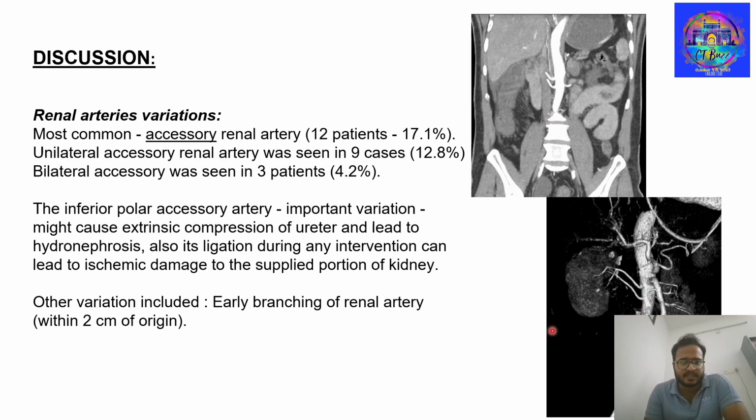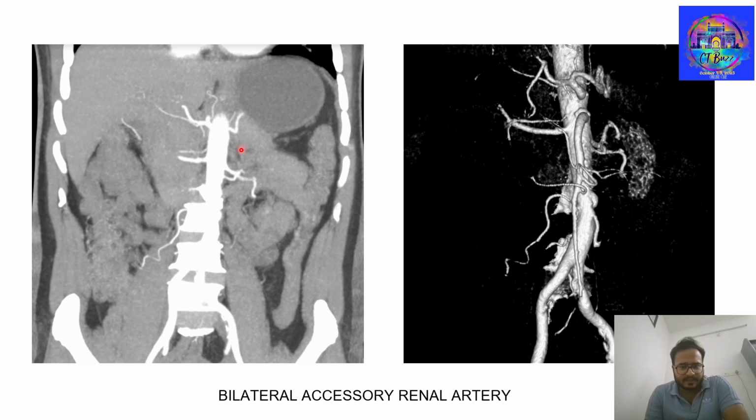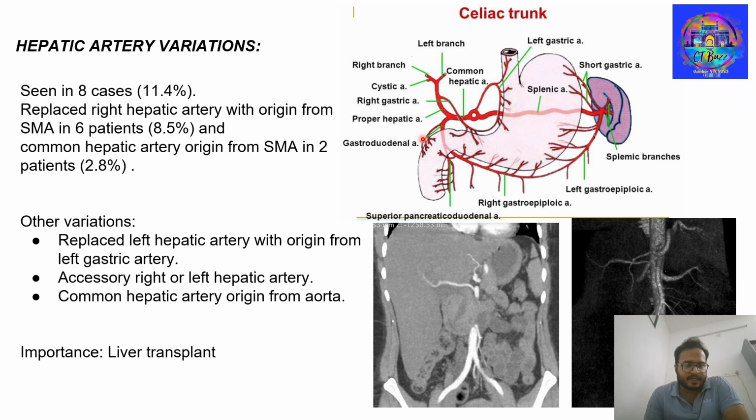An inferior polar accessory artery may also be seen, which is an important variation. It might cause extrinsic compression of the ureter, which may lead to hydronephrosis, and its ligation during any intervention can lead to ischemic damage. This is a coronal image showing bilateral accessory renal artery, whereas this is a reformatted image showing bilateral accessory renal artery. Coming to hepatic artery variations, it was seen in 8 cases out of 27 cases.